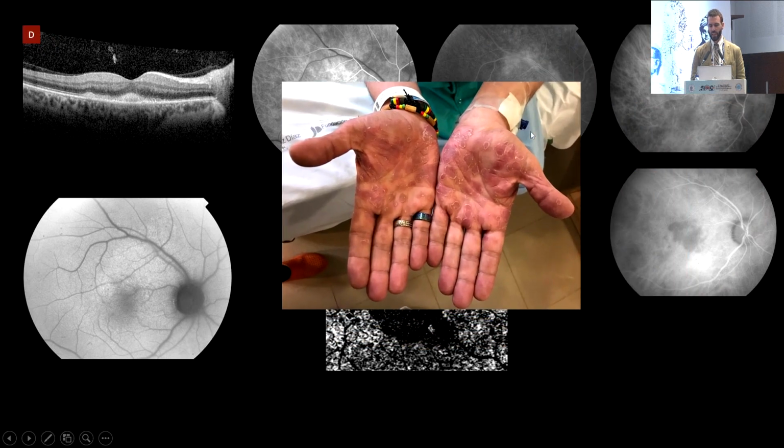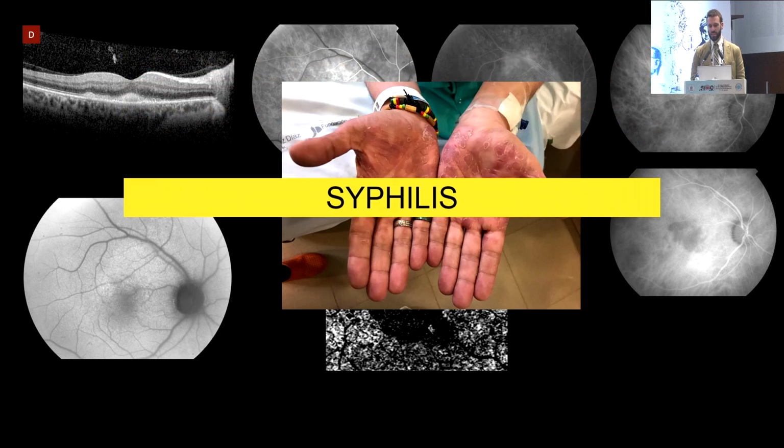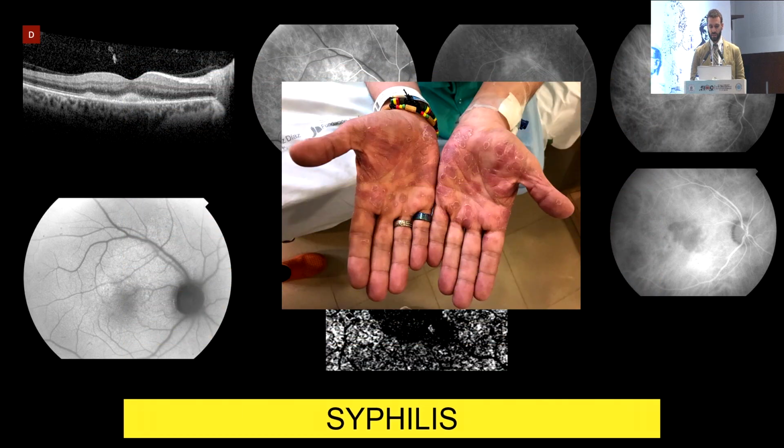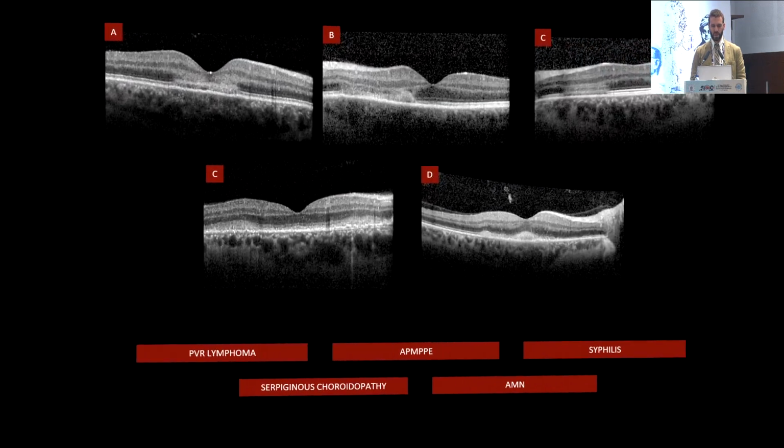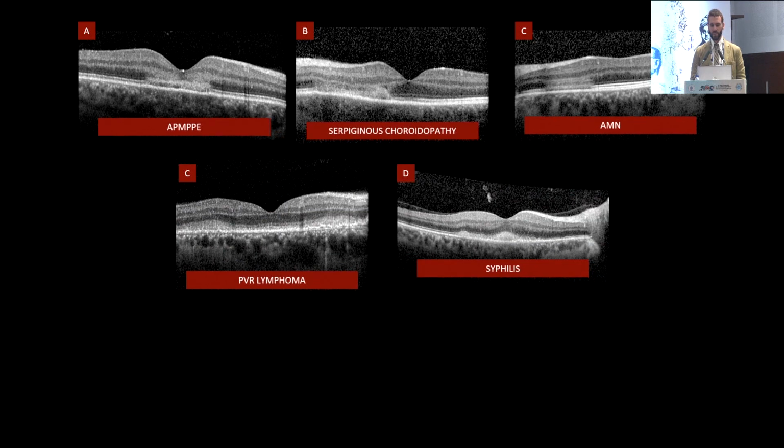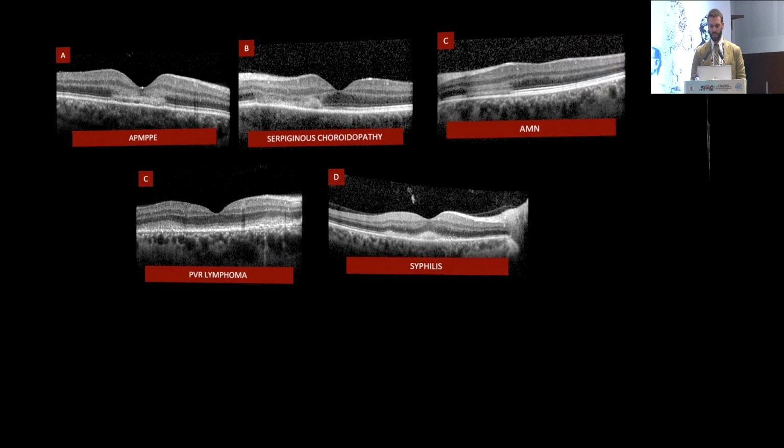So these are the hands of the patient, and this is a case of placoid syphilis. And this is the patient two days after. I don't remember who presented this morning the case of syphilis, and you have the RPE bumps. So the RPE bumps appear in the placoid syphilis a couple of days after the initial diagnosis before treatment. So these are the correct diagnoses for these OCTs, which actually look more or less the same.